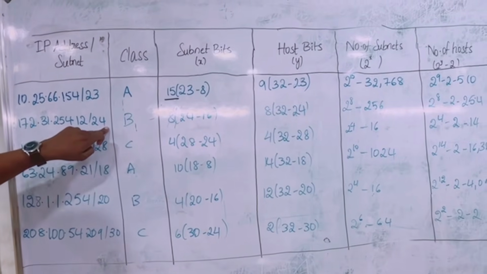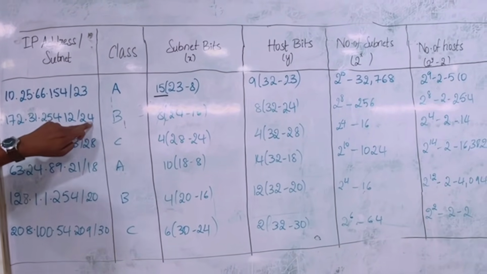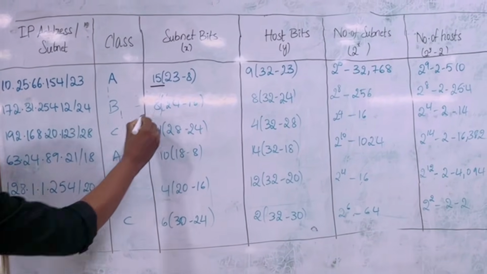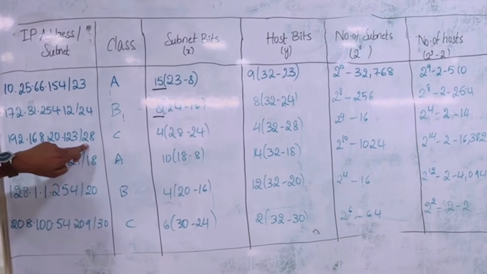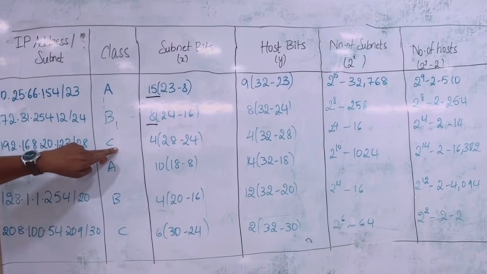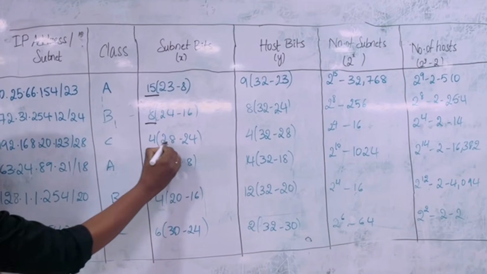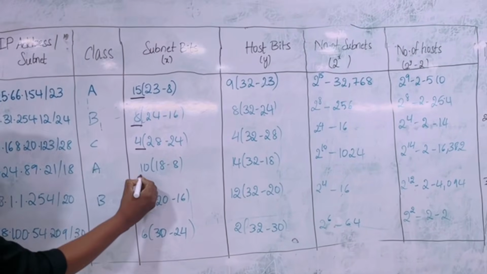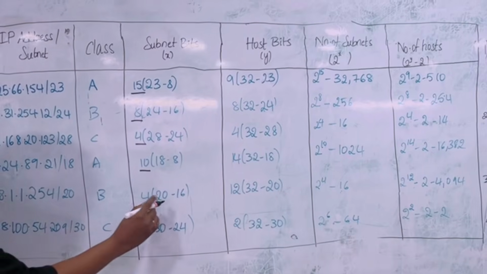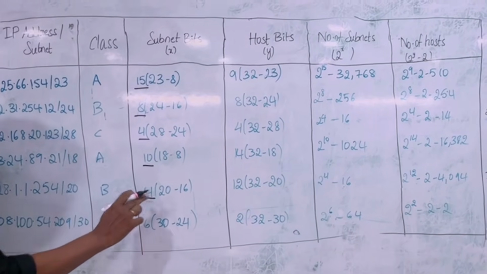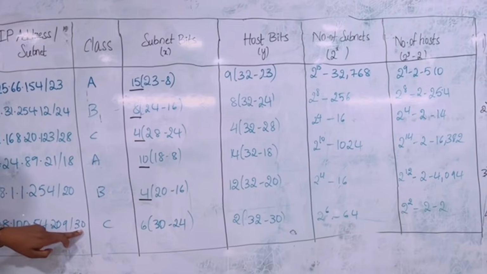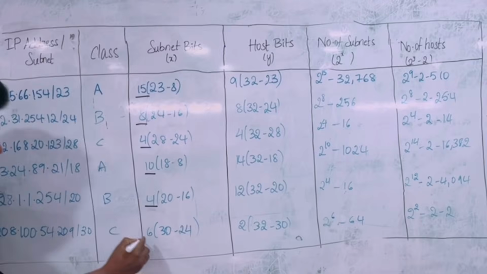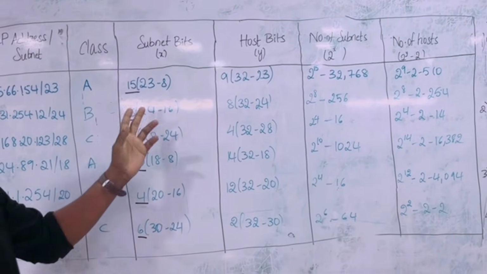In the next case, the CIDR is 24 and for B the default class bit is 16, so the answer is 8. Here it is 28, and for class C it is 24, so 28 minus 24, the answer is 4. Likewise, for this one it is 18 minus 8, and here it is 20 minus 16, the answer is 4. Then the CIDR is 30, so 30 minus 24 for class C is 6. This is how the subnet bits are calculated.